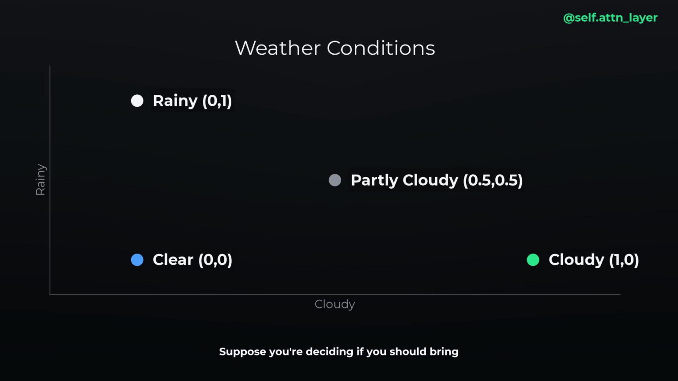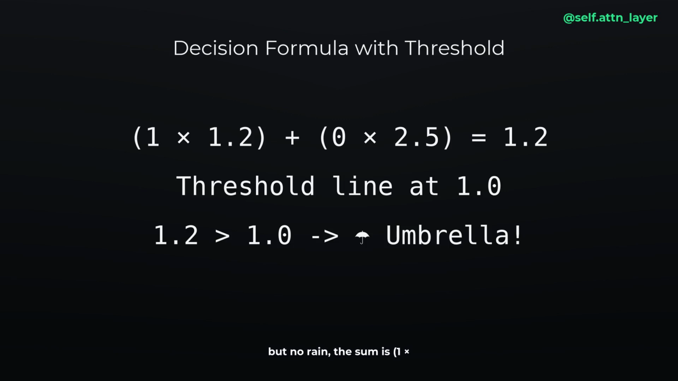Suppose you're deciding if you should bring an umbrella. The clues might be cloudy and rain forecast. Cloudy is 1 if it's cloudy, 0 if not. Rain forecast is 1 if rain is likely, 0 if not. The weights might be cloudy equals 1.2 and rain equals 2.5. If it's cloudy but no rain, the sum is (1 times 1.2) plus (0 times 2.5) is equal to 1.2. The threshold is 1.0, so the perceptron says bring an umbrella.